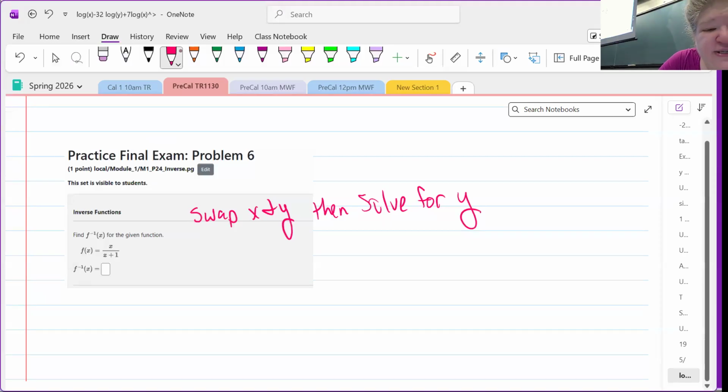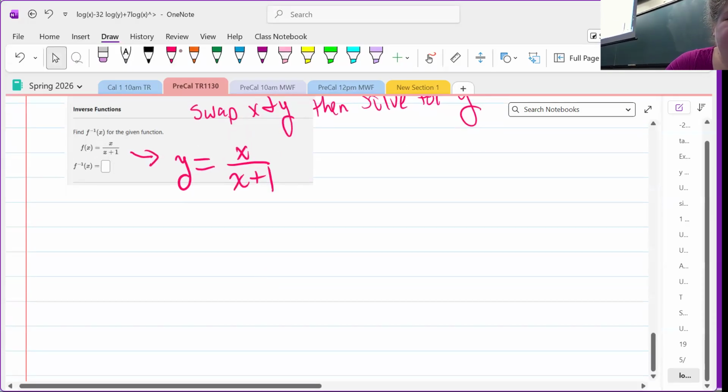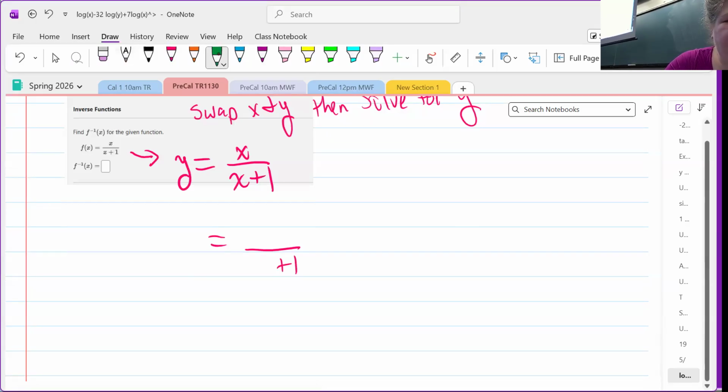So finding the inverse, the general procedure for finding an inverse of a function is to swap x and y and then get y by itself, solve for y. Well, our original expression is in function notation, so our very first thing is actually to write the y in there. So this is y equals x over x plus 1. Now, everywhere there's a y, I'm going to write an x. Everywhere there's an x, I'm going to write a y. So there's my swap x and y step.